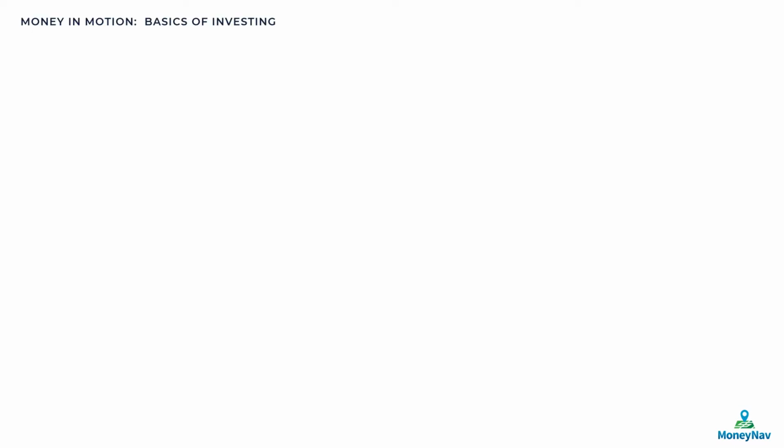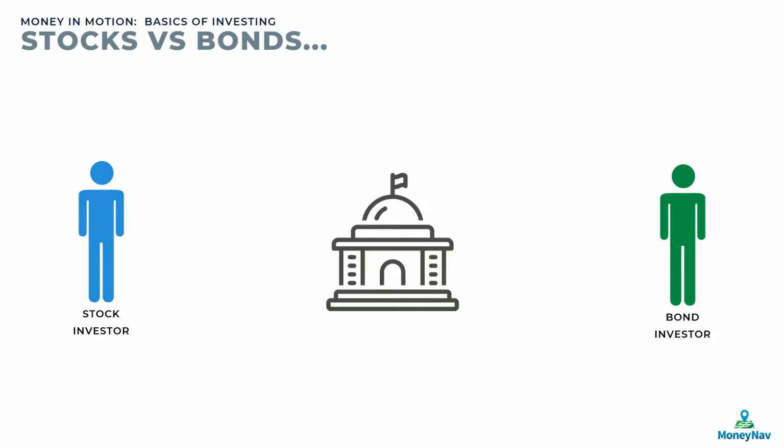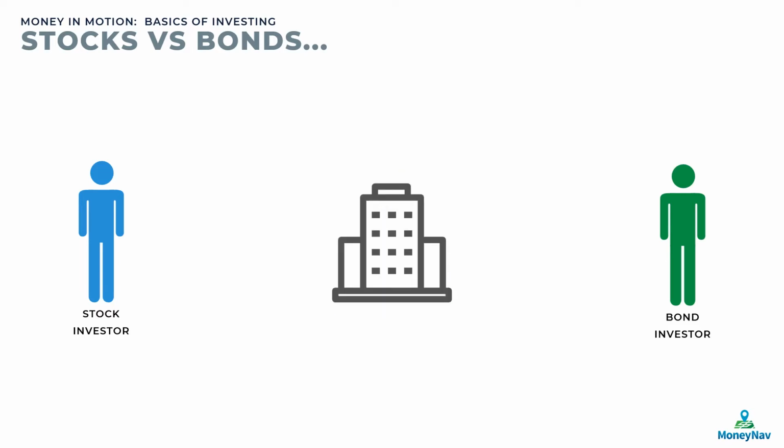Let's start with the difference between stocks and bonds. Both are transactions between an investor and an entity. The entity is commonly a corporation, but can be a government or municipality. Today, we'll stick with a company as our entity. Let's say the company needs to raise money to expand operations. They have two options for raising money, or capital, as the investment gurus would call it. They can issue stocks or bonds.